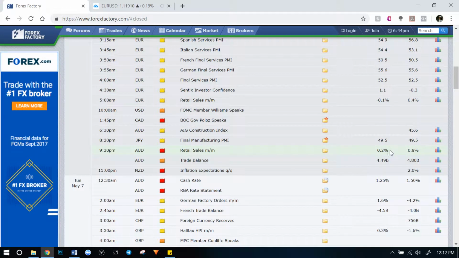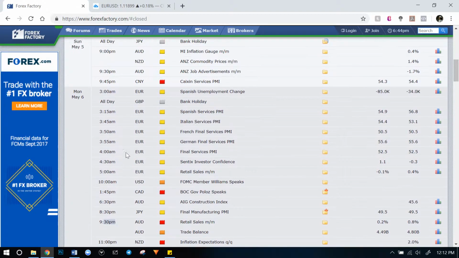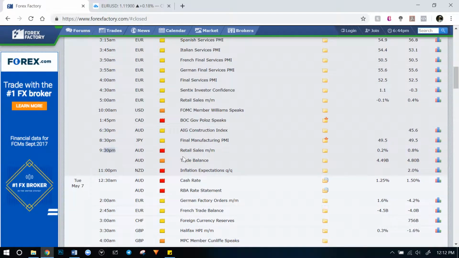You're not predicting, but you are expecting the Aussie dollar to release retail sales, and it's high impact at 9:30 p.m. on Monday, May 6th, right? So next Monday at 9:30 p.m., when I look at my trades and I see my AUD pairs spiking up and down, it's because of the retail sales. Now I was prepared ahead of time because I looked ahead of time. So the spikes in volatility, I'm not that worried.